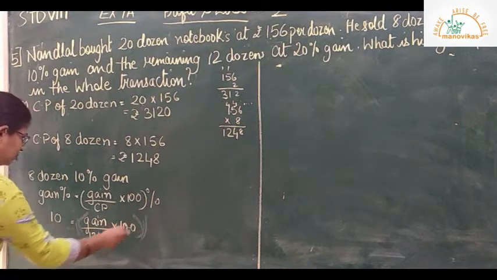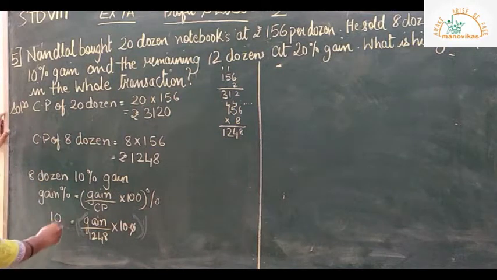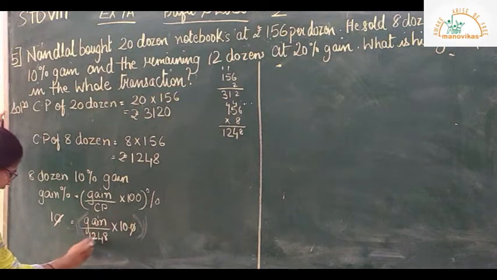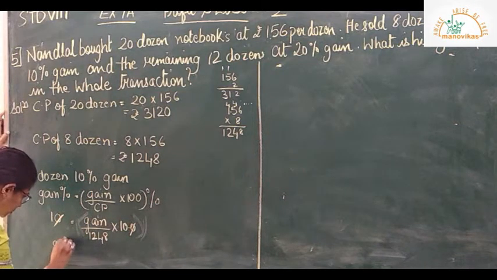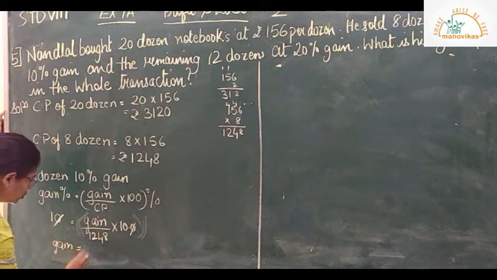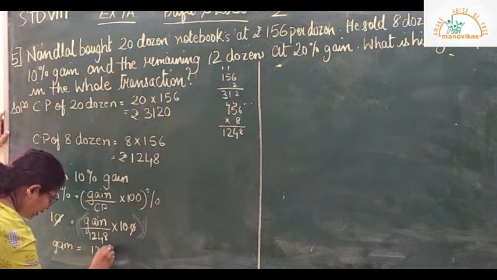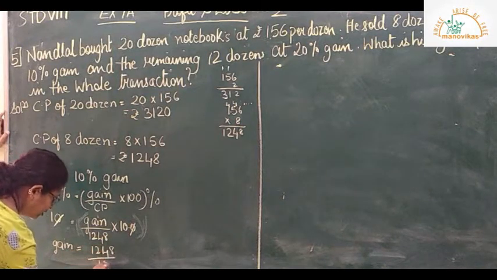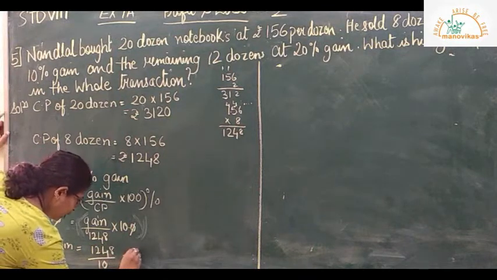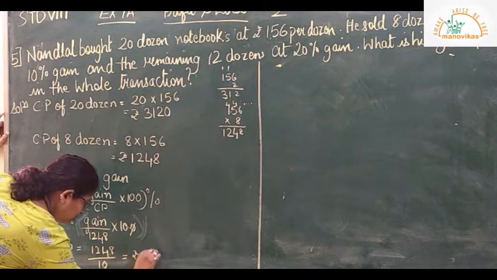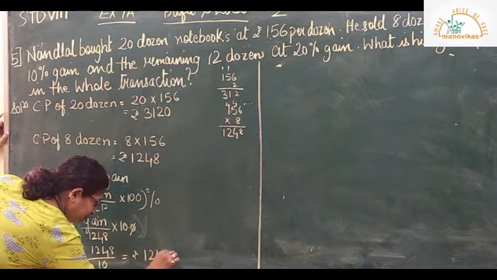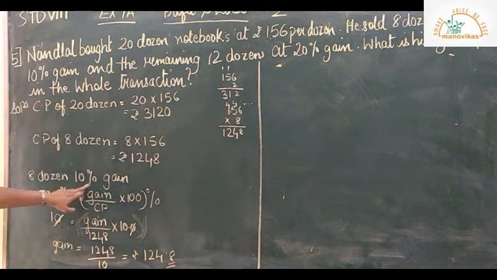Okay, so I can cancel out 10 here, again 10 here. Fully we can cancel out 10, 10. Now I get the gain. So gain is equal to 1248 divided by 10, which is equal to 124.8. So this is my gain of 10% for 8 dozen books.